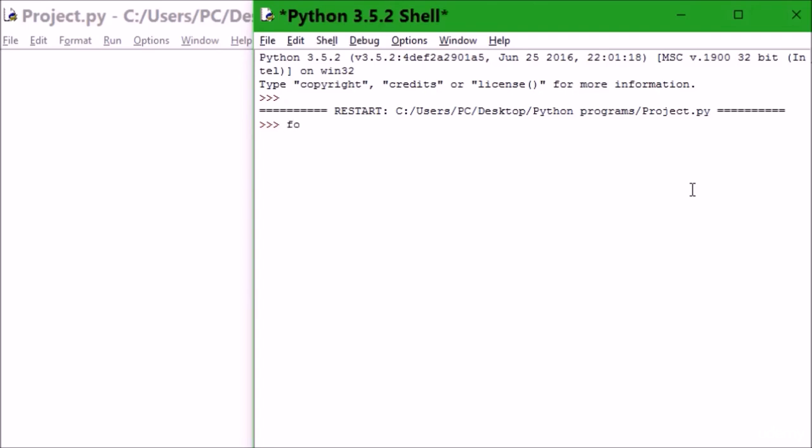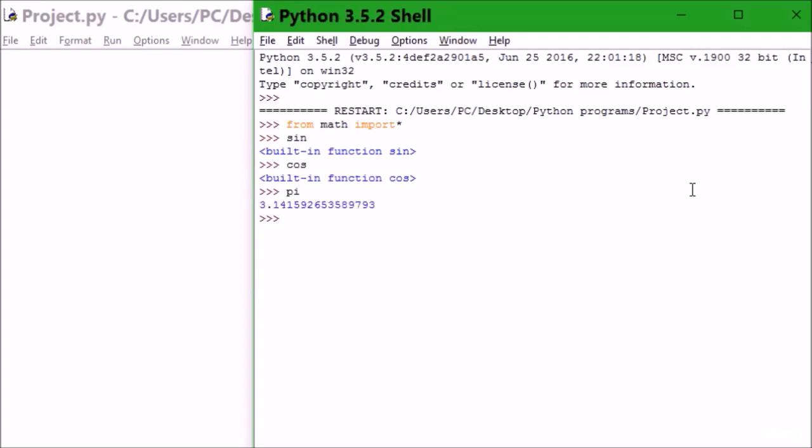You can say from math import, and put an asterisk at the end. So we can have sine, built-in function, you have cos, built-in function, you have pi, this is the value of pi, you have square root, built-in function. So you can see these guys, they're very fine and are very cool.